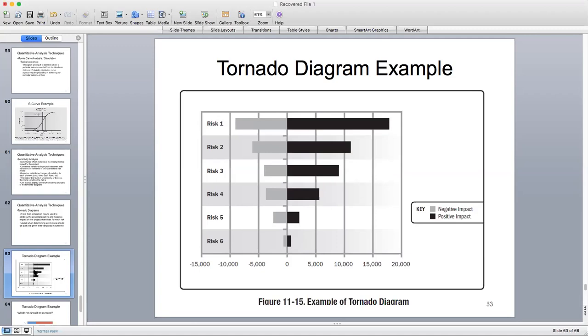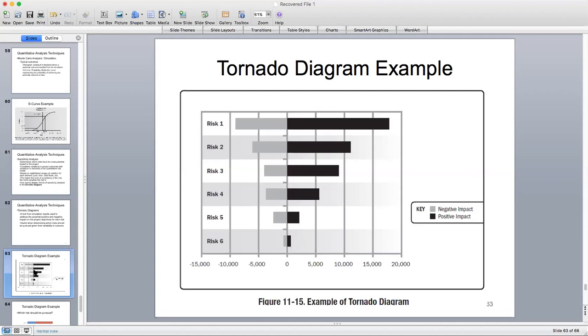So we have risk 1, 2, 3, 4, 5, and 6, and this is called the tornado diagram because by default, the output values are lined up from the risk which the project is most sensitive to at the top, all the way to the bottom, which represents risks that the project is least sensitive to.